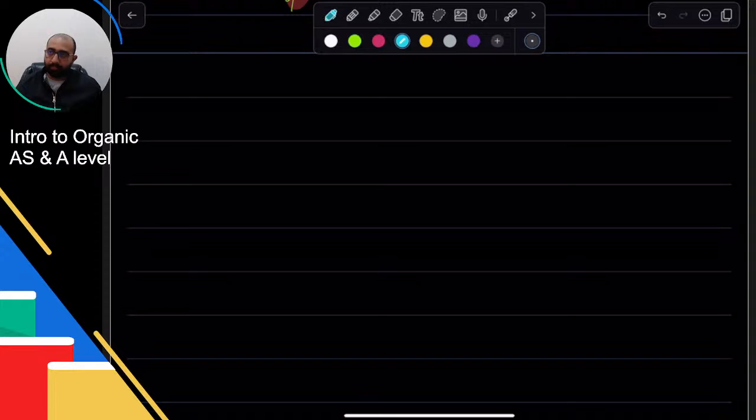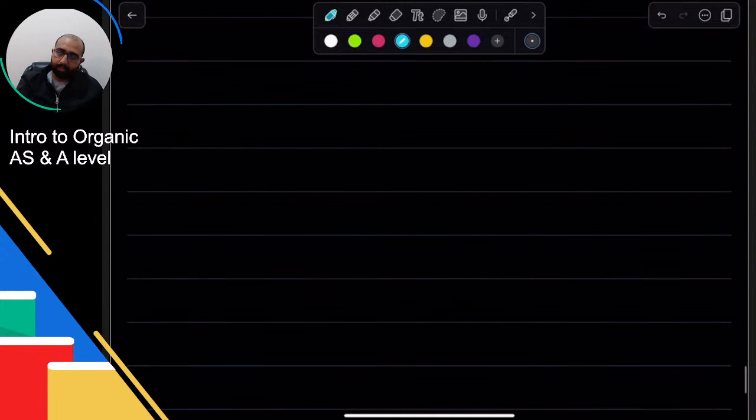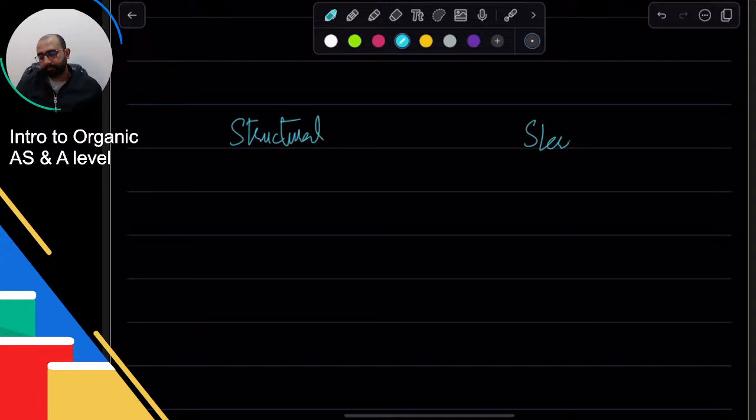Let's move on to isomers. Now, isomers are, of course, important: making isomers, identifying isomers, and naming isomers. All of that is very, very important. So we'll quickly go over the basic idea of how many kinds of isomers we have. We have 5 kinds. There are 2 main categories. One is structural isomers, and the other one is stereoisomers.